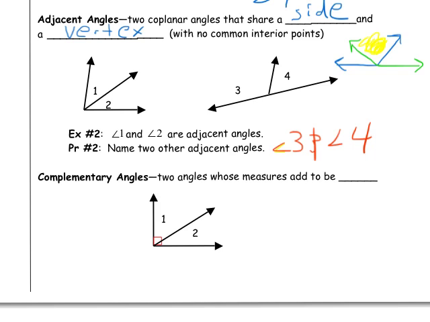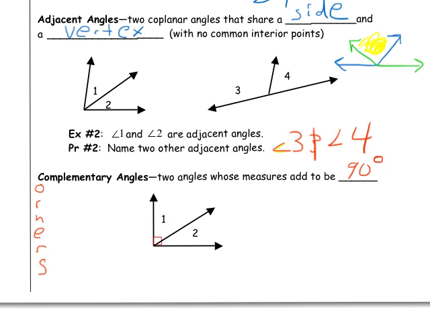Next one is complementary. Okay, this is another term that we're going to learn a lot. The way that I remember complementary is complementary starts with a C, and so does the word corners. And I'll explain what I mean by that. Because complementary angles, these are two angles whose measures add to be 90 degrees.